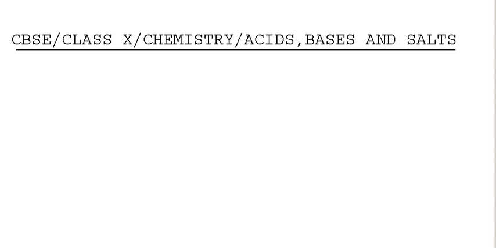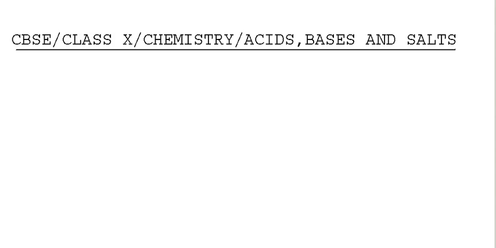There are some indicators which change their color. There are some indicators also which change their smell. So those kind of indicators are also called olfactory indicators. When they come in contact with acids and bases, their smell or the odor that comes out from those indicators changes.